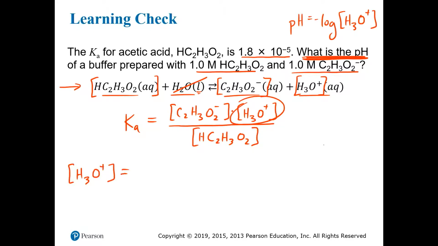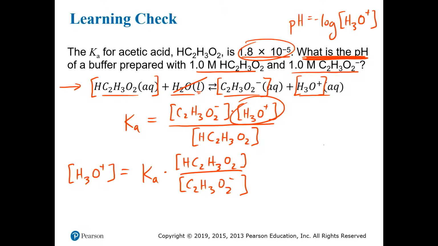The hydronium ion concentration is going to be Ka multiplied by the concentration of the acid form divided by the concentration of the conjugate base form. And now we actually have all these numbers. They give us the Ka, it's 1.8 times 10 to the minus 5. The concentration of the acid is 1.0 molar, and the concentration of the base is also 1.0 molar.